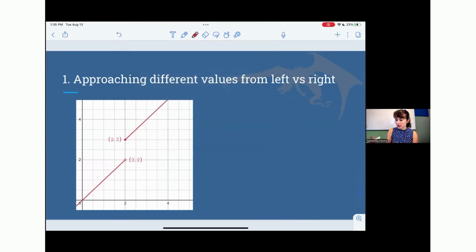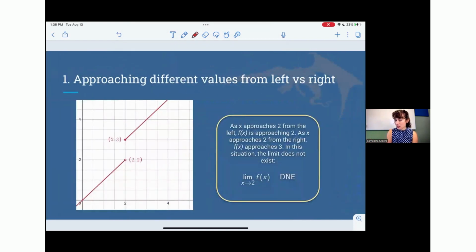So if I want to think about approaching x equals 2, right? If I approach from the right, and I look at the corresponding points on my function, and then the corresponding y values, my y values seem to be getting closer and closer to y equals 3. So approaching from the right, I'm getting close to y equals 3.